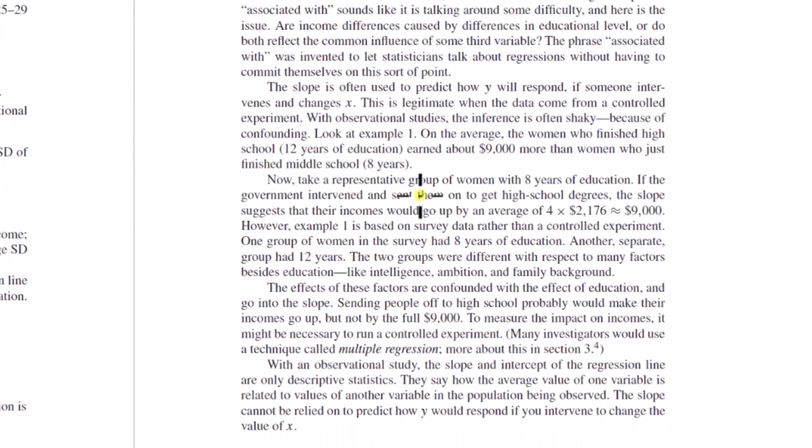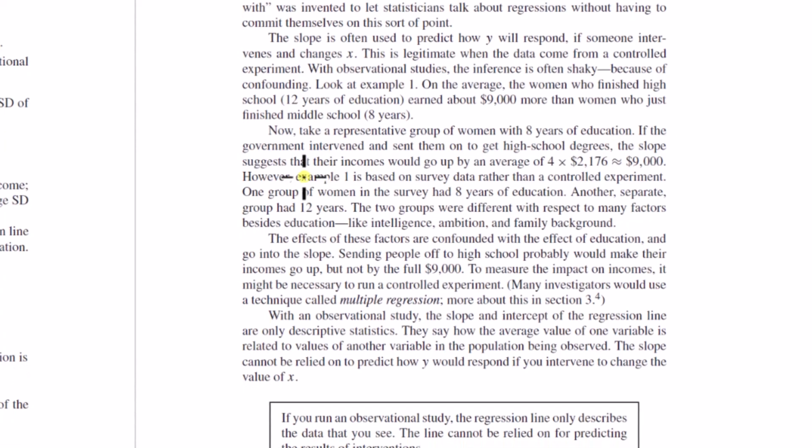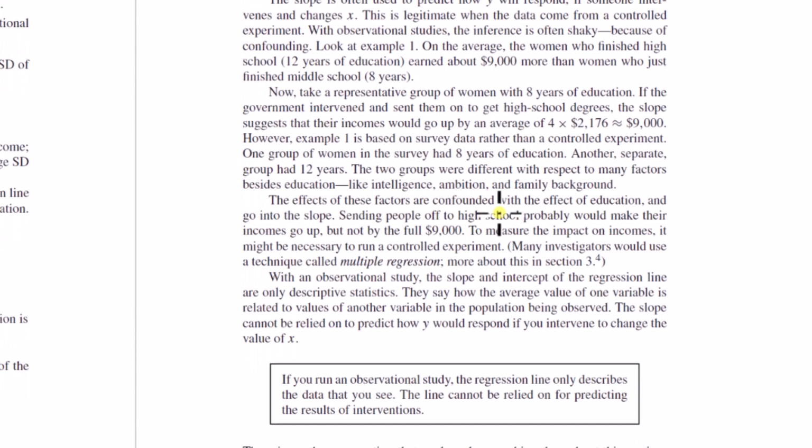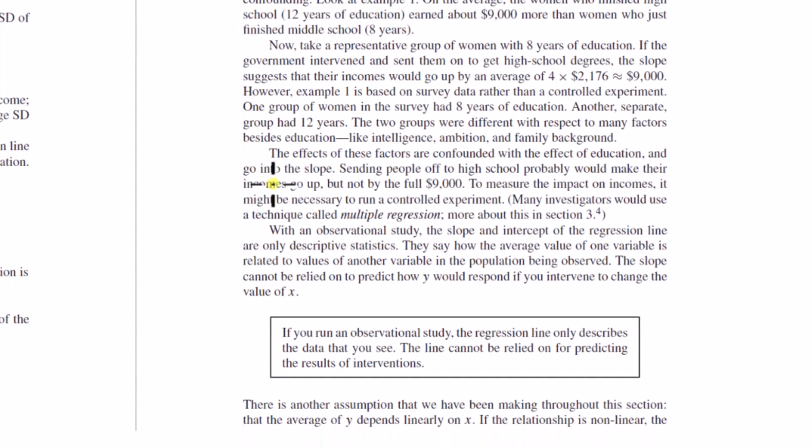Now, take a representative group of women with 8 years of education. If the government intervened and sent them on to get high school degrees, the slope suggests that their incomes would go up by an average of $9,000. However, example 1 is based on survey data rather than a controlled experiment. One group of women in the survey had 8 years of education. Another separate group had 12 years. The two groups were different with respect to many factors besides education, like intelligence, ambition, and family background. The effects of these factors are confounded with the effect of education and go into the slope.